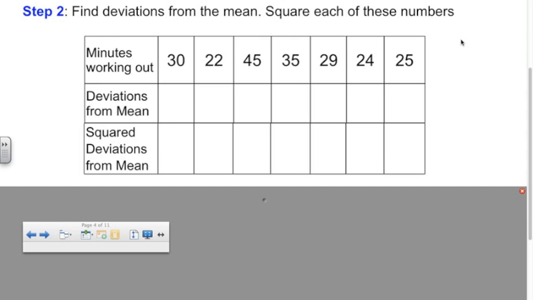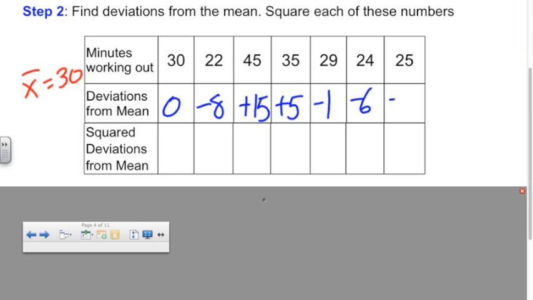So now that we know the mean is 30, just like we did in the warm-up, we're going to be filling out the deviations. So we have a 0, a negative 8, plus 15, plus 5, minus 1, minus 6, and minus 5. And now, an extra step involved here, we're going to figure out the square deviations. So basically, I'm taking that blue row that I just wrote in and squaring each value.